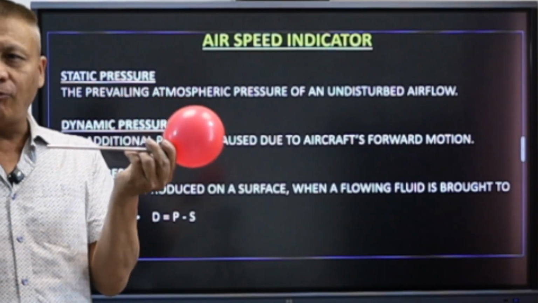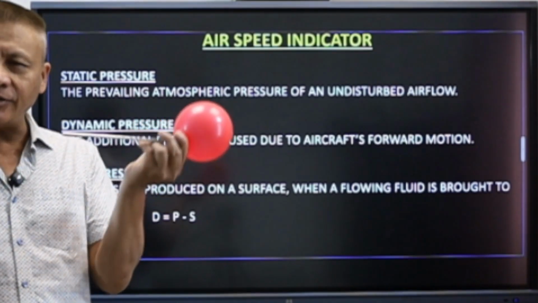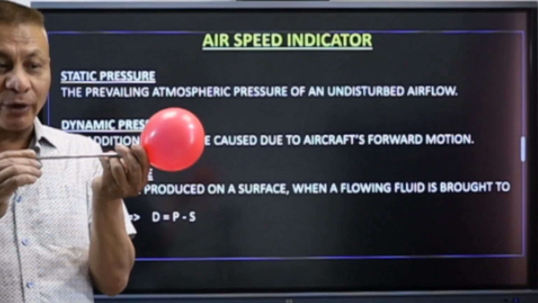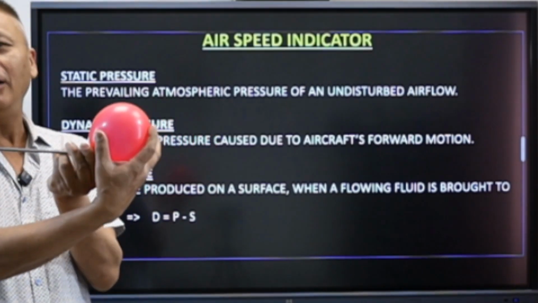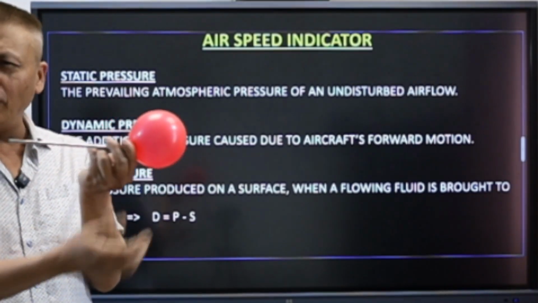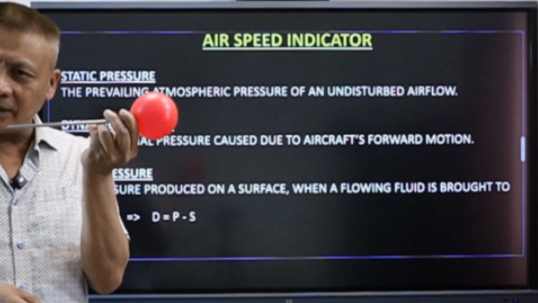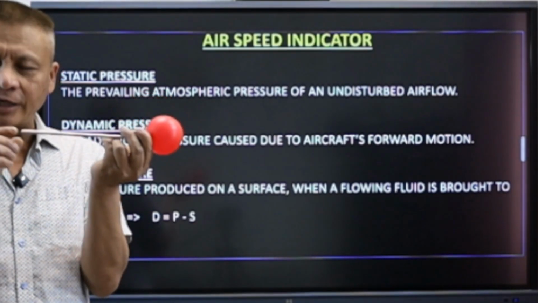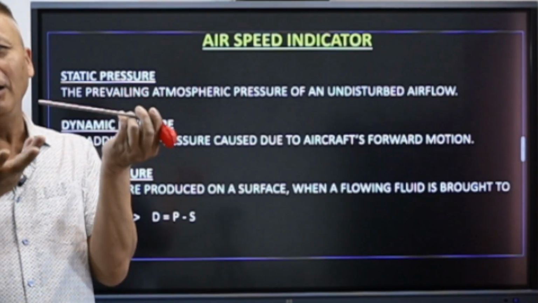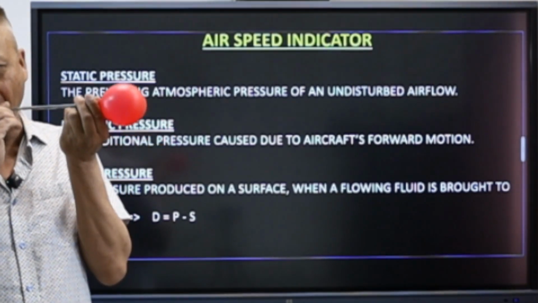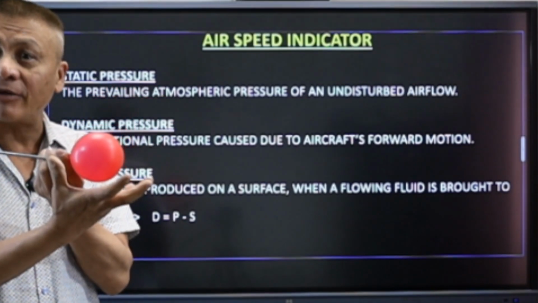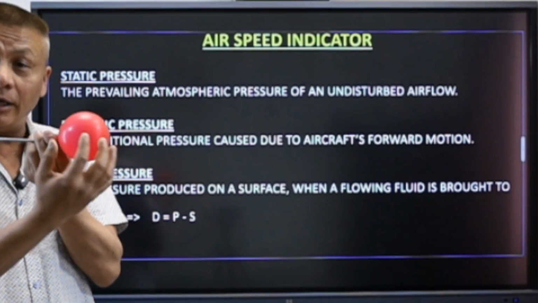As the forward motion of the aircraft increases, the dynamic pressure is going to increase. So if the dynamic pressure is increasing, the balloon starts inflating. Whenever this balloon is expanding, I am feeding the pressure which is somewhat like the Pitot pressure, which is static plus dynamic, while it is expanding against the static pressure which is already existing in the atmosphere.